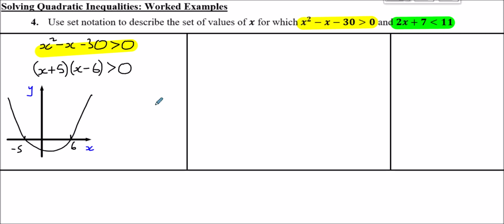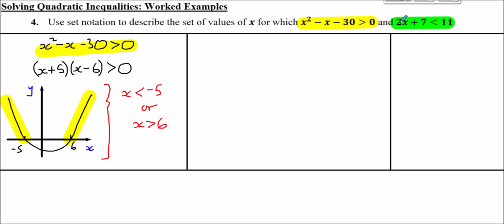Now we want this to be greater than 0, so we want this to be higher than the x-axis. And so the range we're interested in here is where x is less than minus 5 or where x is greater than 6. So the solution is either that x is less than minus 5 or that x is greater than 6.